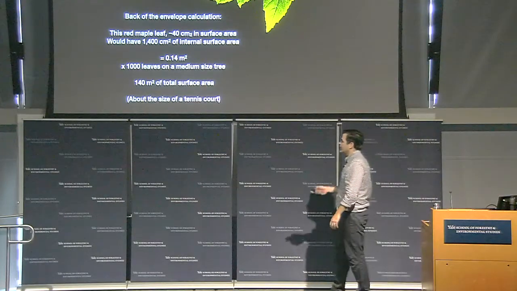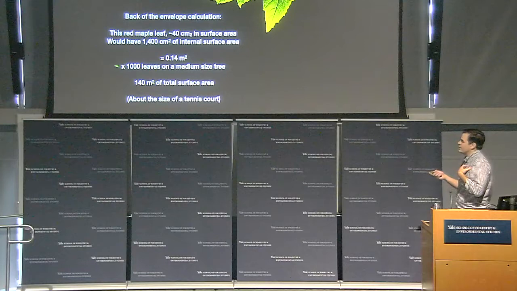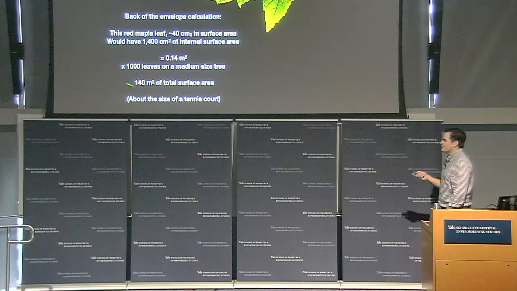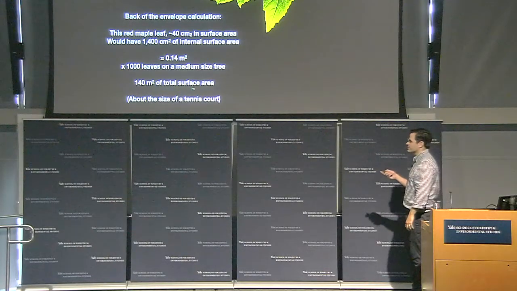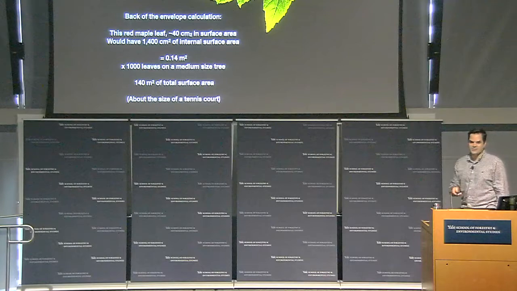Which doesn't sound like a lot in terms of a pair of lungs. But if you multiply that for a medium-sized tree of about 1,000 leaves, you get 140 square meters of total surface area on that one tree, which is an amazing amount. It's about the size of a tennis court, which is pretty cool.